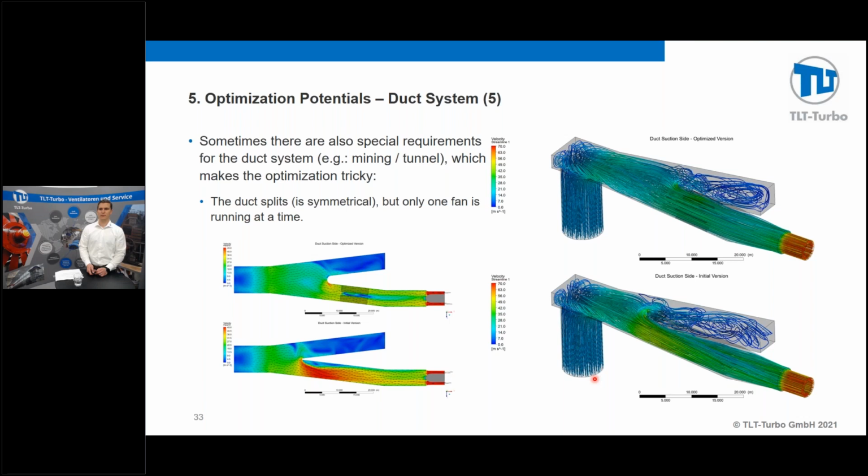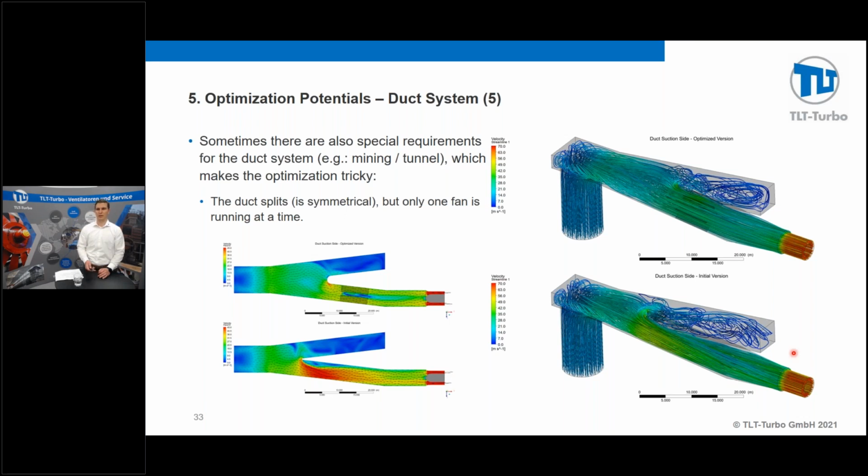Coming to another example, that's now an example of a duct system in mining or tunnel sometimes have. So in this case, it's a mining application. So you have this mine shaft coming from the mine underneath, also underground, and then you have a kind of symmetrical duct system, but a non-symmetrical operating condition. So you have the possibility to have 2 fans, but only 1 fan is running. And so that's a little bit tricky.